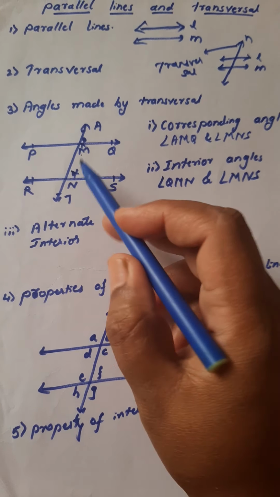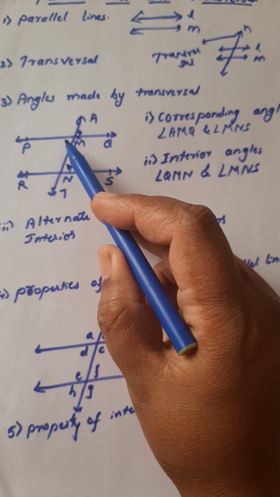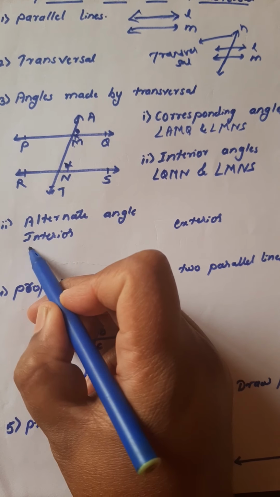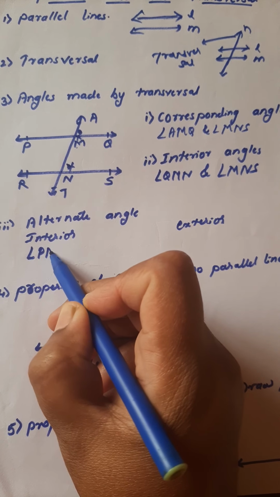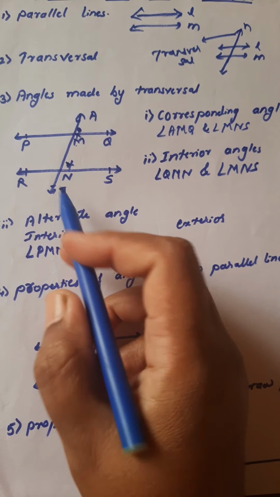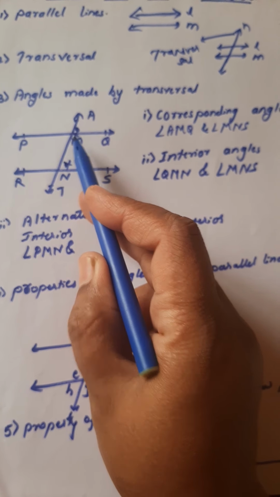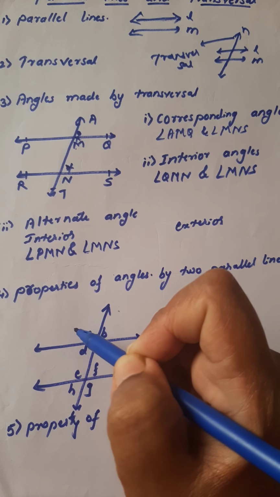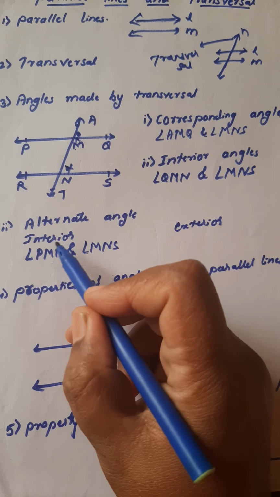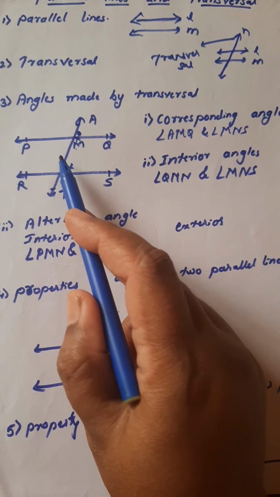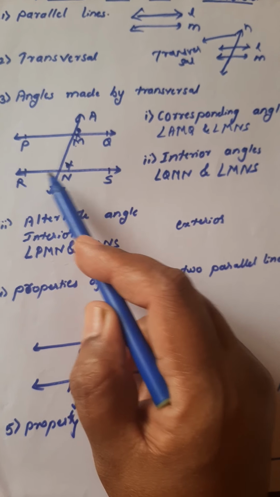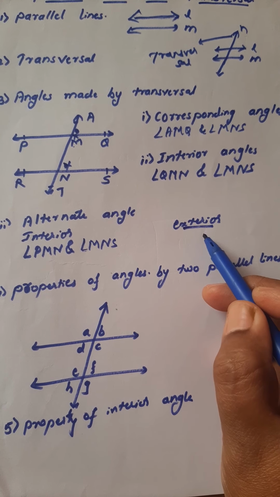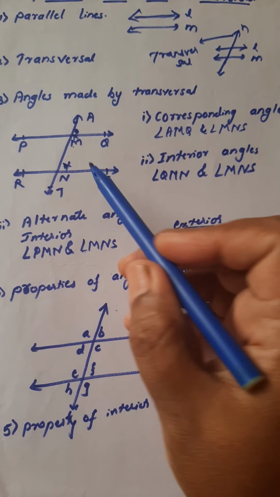Alternate means what? One angle from the parallel side here and another from here. I will write here alternate angle. Angle PMN and angle MNS are alternate angles, and they are also interior angles. Alternate interior. Interior means in between these two parallel lines. Now alternate exterior angle. Exterior means which is outside the two parallel lines.